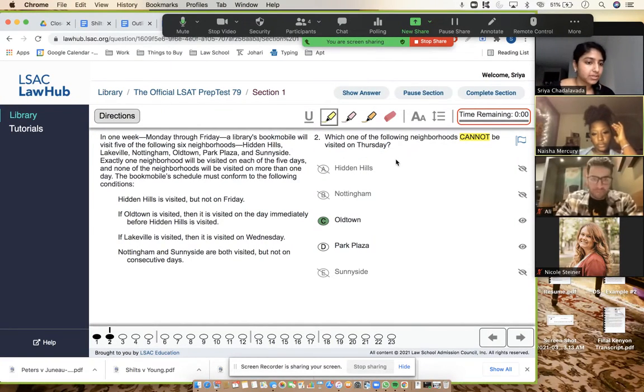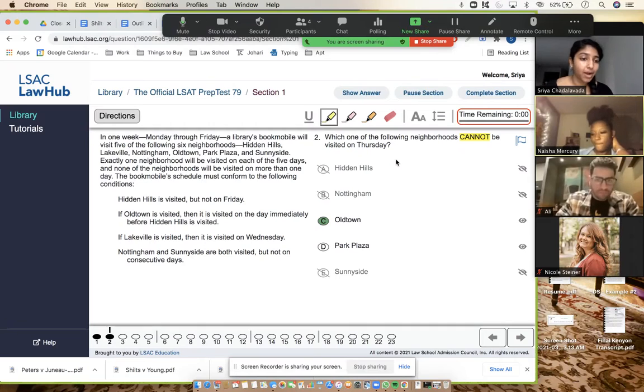So if a letter has no rules associated with it, does it make sense that it can't do something or that it must do something? It has no restrictions. If a letter has no restrictions, it doesn't make sense that it has to go somewhere or that it can't go somewhere, right? So a floater is less likely to be the correct answer for a question that's asking what must be true, what cannot be true, right? But it's more likely to be the answer for what could be true.